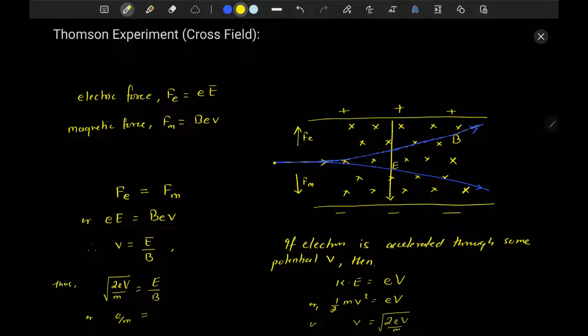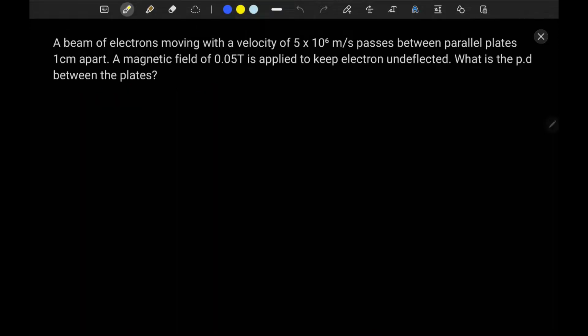So this gives the value of e by m. This was the concept used by Thomson in his experiment, in which he was able to calculate the value of e by m by passing the accelerated electron through the cross field. And now we will use the concept of cross field to solve some numericals. We have the first question.